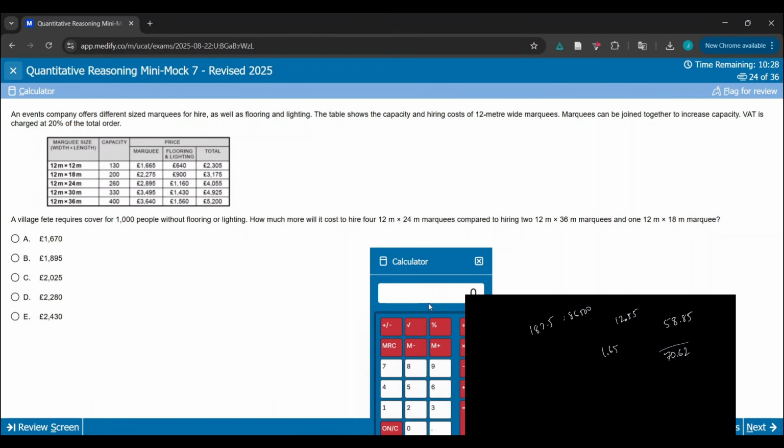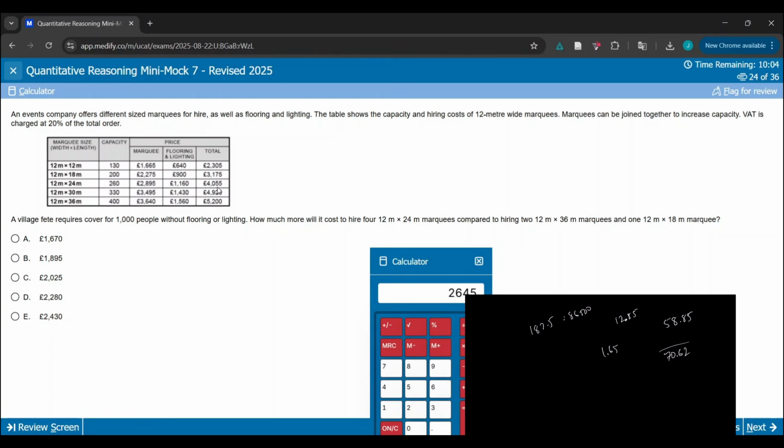How much more will it cost to hire 4 12 times 24 marquees? So 4055 times that by 4. Subtract 2 12 times 36, 5,200. Subtract 5,200. Subtract 12 times 18 is 3175. And then times this.